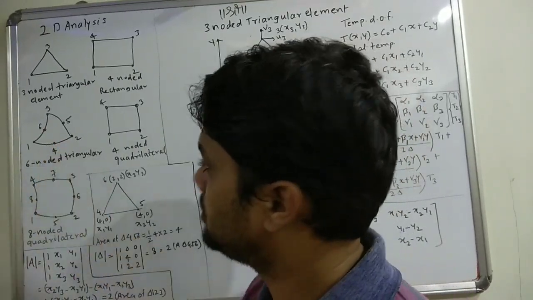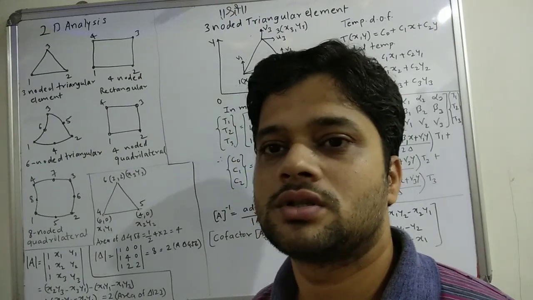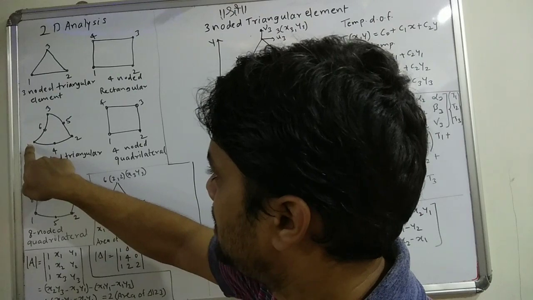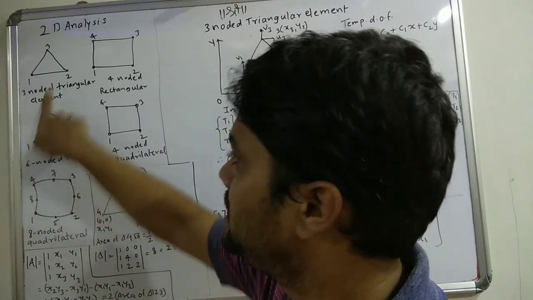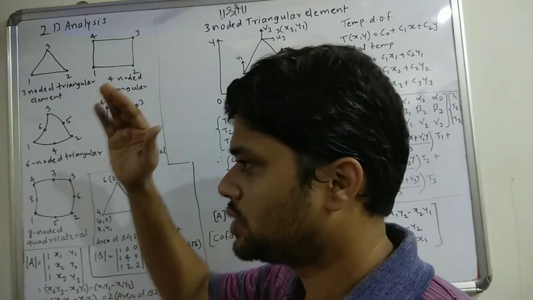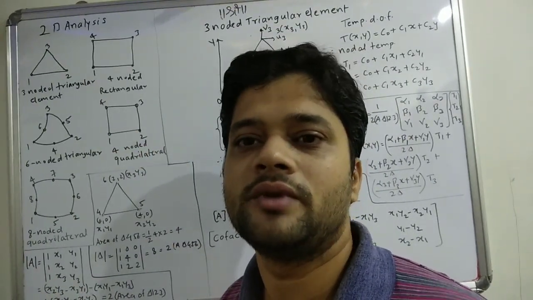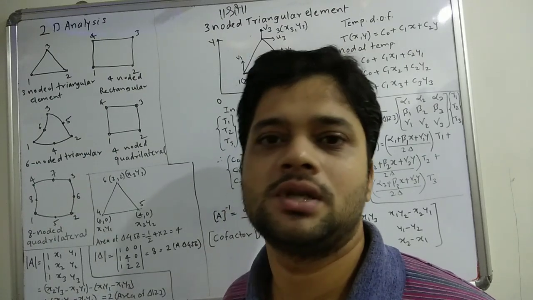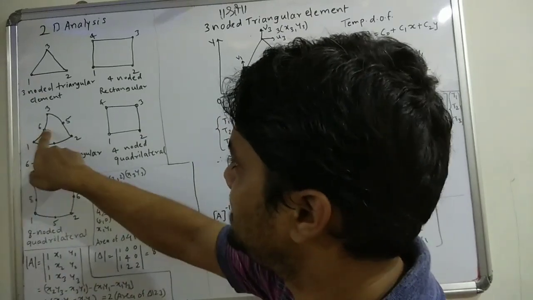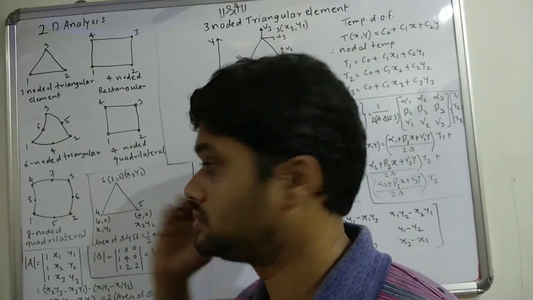The nature of this six-noded triangular element is quadratic, because as you can see, on an edge I have 3 nodes. When that happens, that edge can take a shape of curvature, and that curvature will always be quadratic. That is the reason why I have drawn it in this way. Now, what is the benefit?